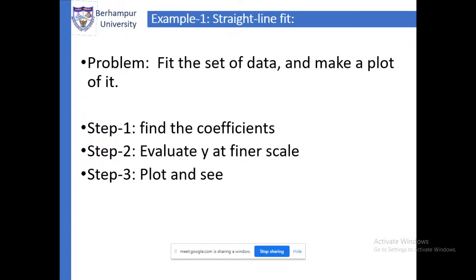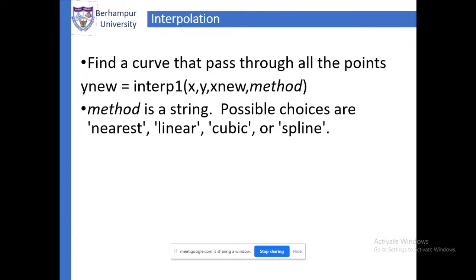So this is an example that you have to do. You are given a set of values of x and y. Then what you will do is polyfit(x, y). Since it is a straight line, which is a polynomial of degree 1, n will be 1. So polyfit(x, y, 1). That will give you the coefficients of the polynomial.